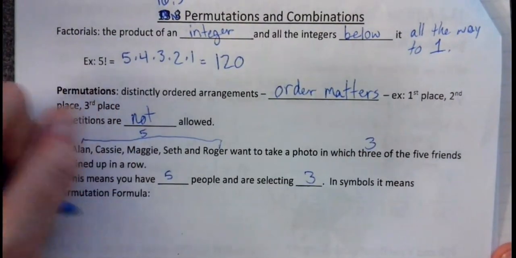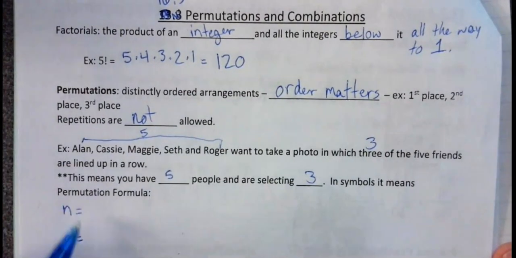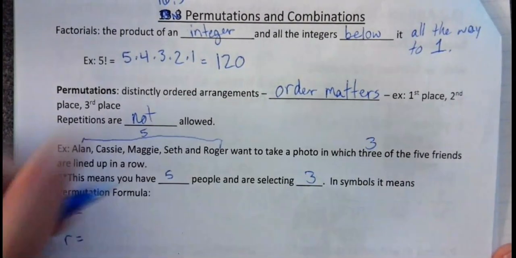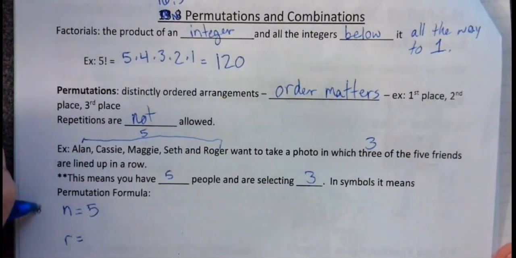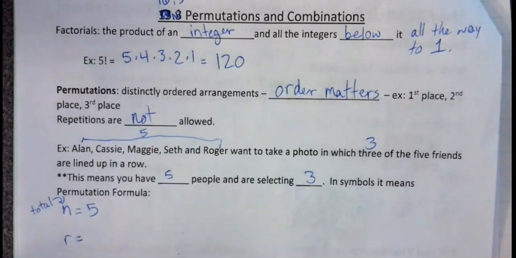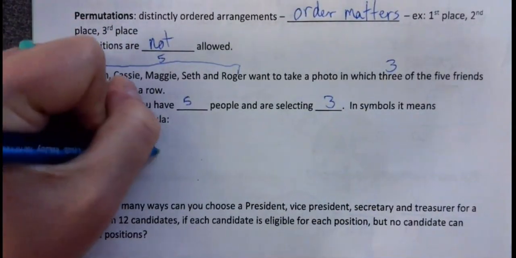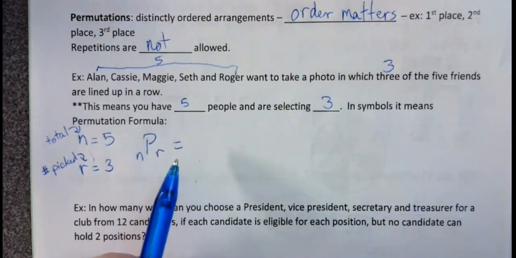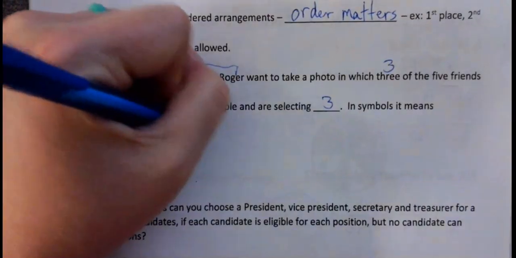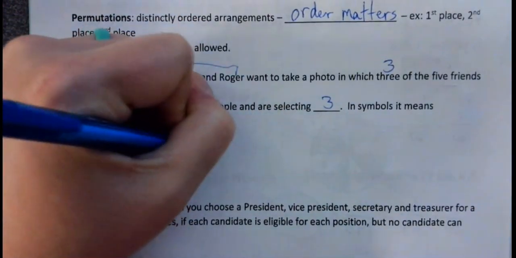So we've got some letters here that we're going to explain. N is the total, so the total number of people is 5. That's what N is. We're going to put these letters here: a big P and then a little n and a little r, and that's a permutation. The formula is this: you take n factorial and you divide it by (n minus r) factorial.